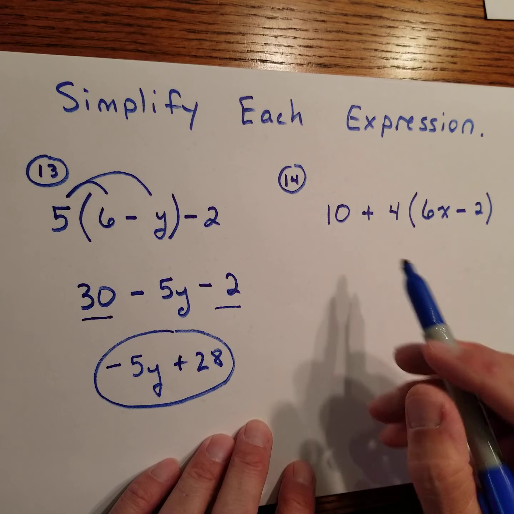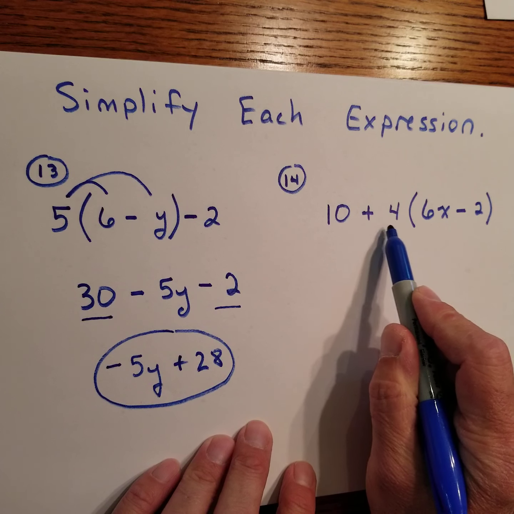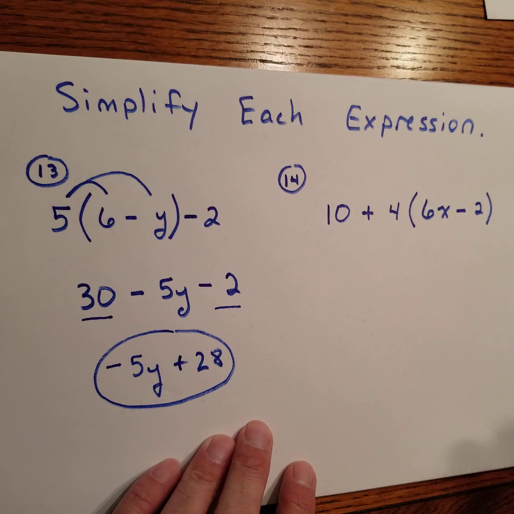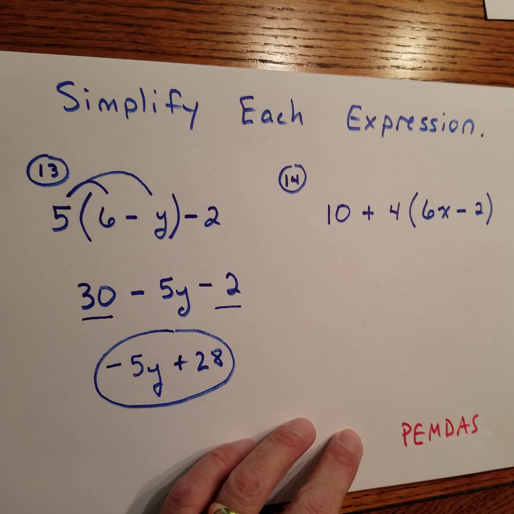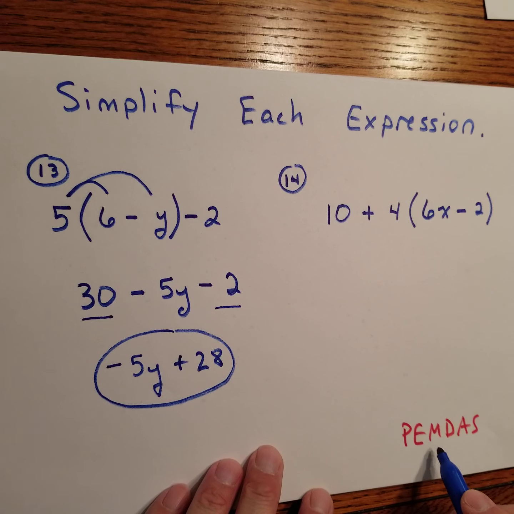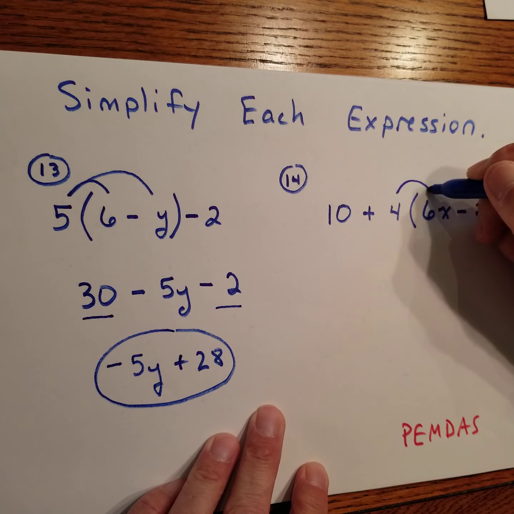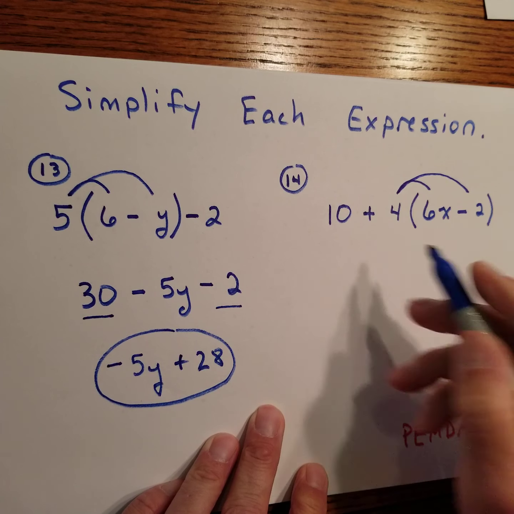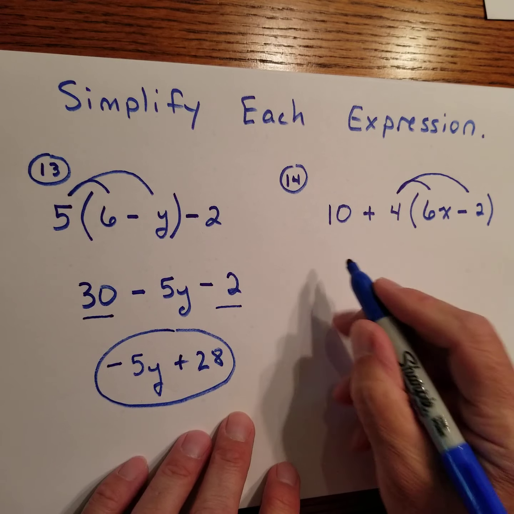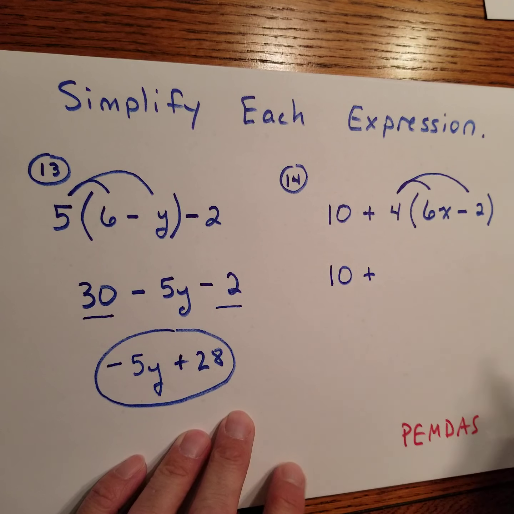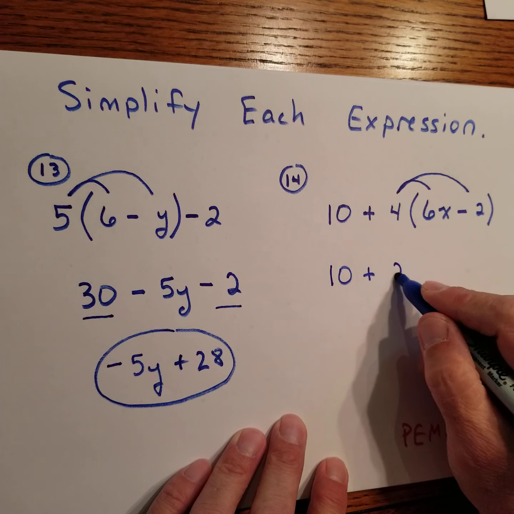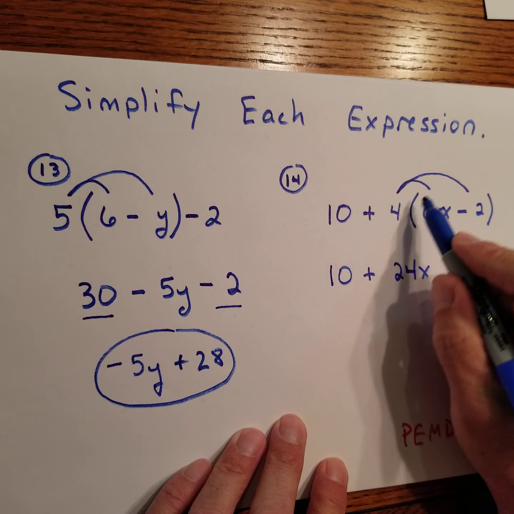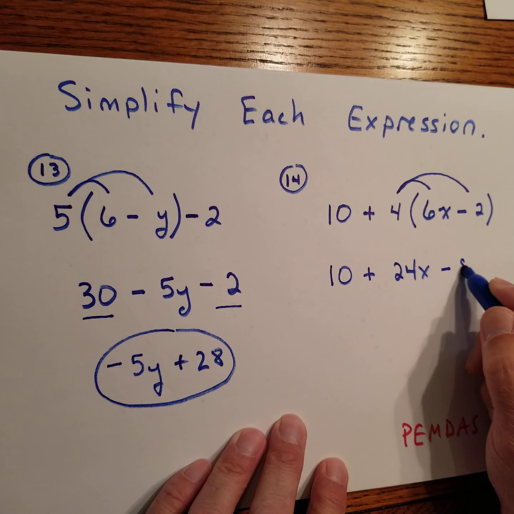14, we must be careful. It would be very convenient to add the 10 and the 4 and get 14. But let's think PEMDAS. And in PEMDAS, multiplication happens before addition. Multiplication here must happen before the addition. I must distribute first. Copy the 10 plus. Now distribute the 4. 4 times 6x is 24x. And 4 times negative 2 is negative 8.